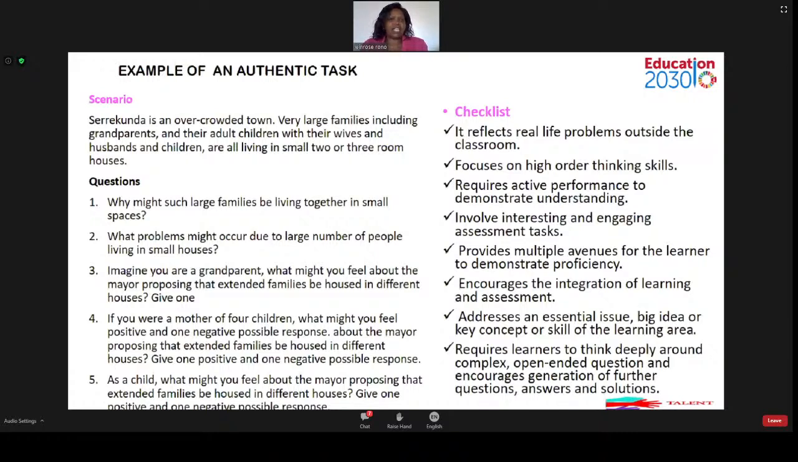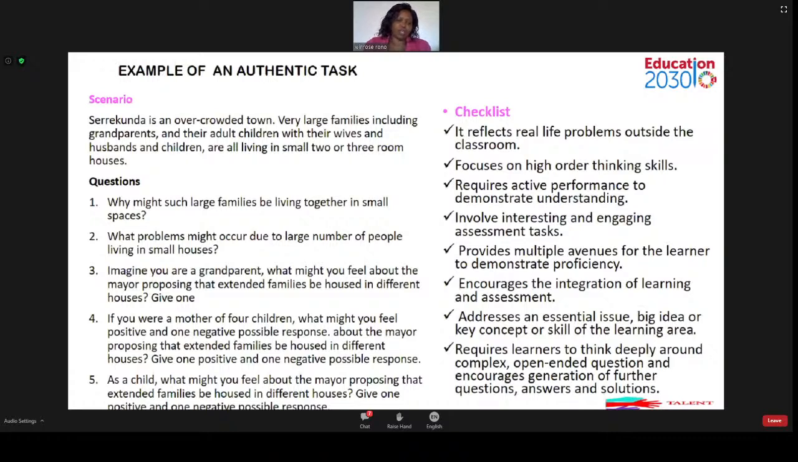And as you can see, that is an example of a scenario where you're talking of a crowded town, very large families, including grandparents and their adult children with their wives and husbands and children, all living in small 2 or 3 room houses. So the questions you would ask the learners would be, what might such families be living together in such spaces? What problems might occur due to large number of people living in such small houses? And imagine you are a grandparent. What might you feel about the mayor proposing that extended families be housed in different houses?